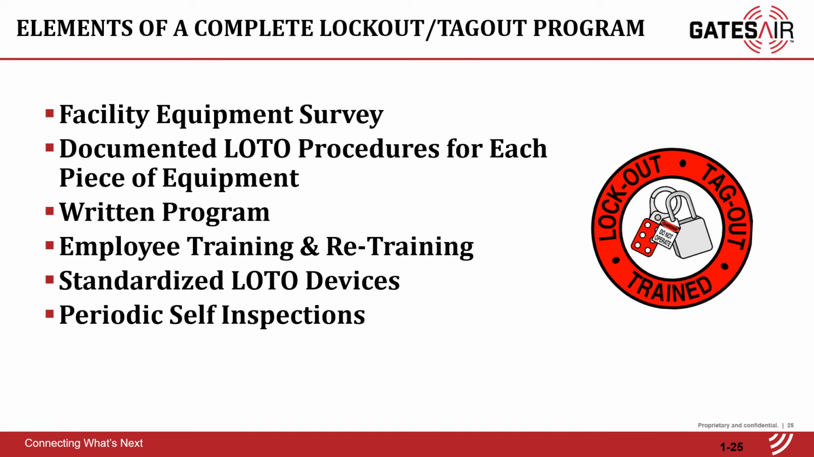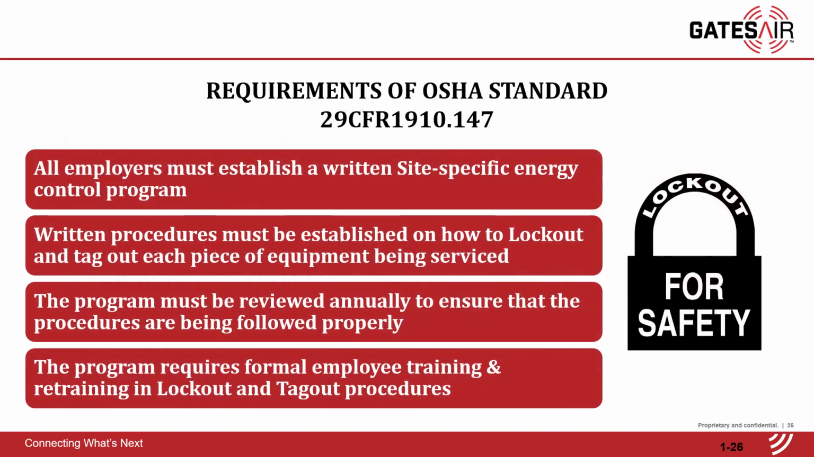A good lockout-tagout program consists of a survey to identify potential sources of hazard, procedures for each of those pieces of equipment, a written program, employee training, standardized devices so everyone knows how to lock out a piece of equipment, and periodic self-inspections to make sure everything is done correctly. OSHA standards require all employers to have written site-specific programs, written procedures for each piece of equipment to be serviced, which are reviewed annually, and employees be trained and retrained on lockout-tagout procedures.